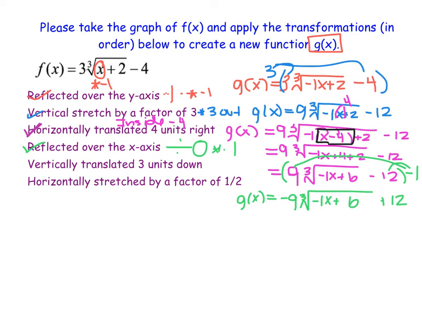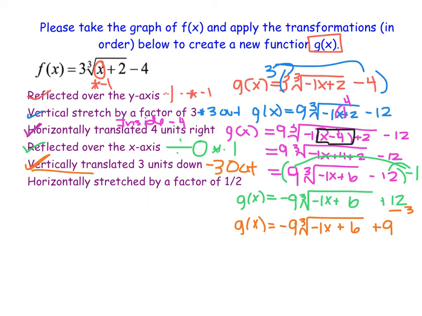Then we have to vertically translate this down 3 units. To vertically translate it down 3 units, remember we're going to subtract 3 from the outside because this is a vertical translation. So we're going to subtract 3 here from the outside in order to give us -9 cube root with -1x plus 6 inside of those parentheses and a plus 9 on the outside. So we've taken care of that one.